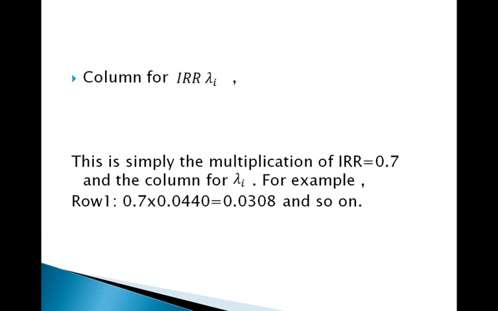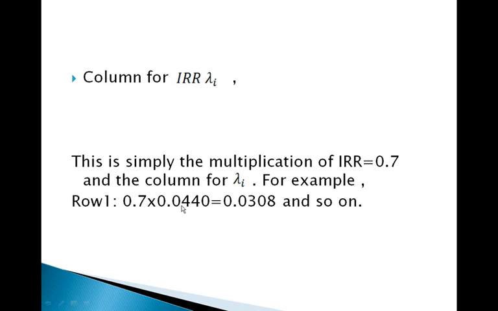To get the column for the incident rate ratio of the lambda sub I, it's basically the multiplication of the initial row of 0.7 and the column of lambda sub I.